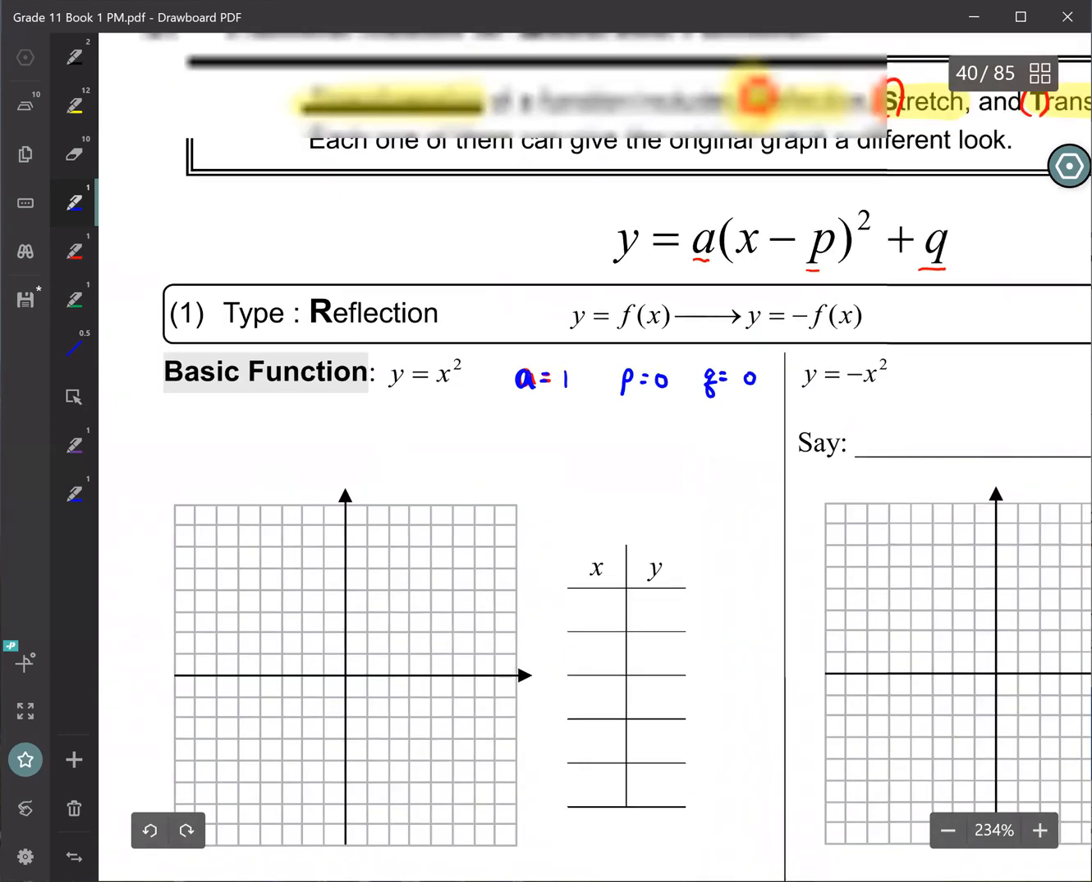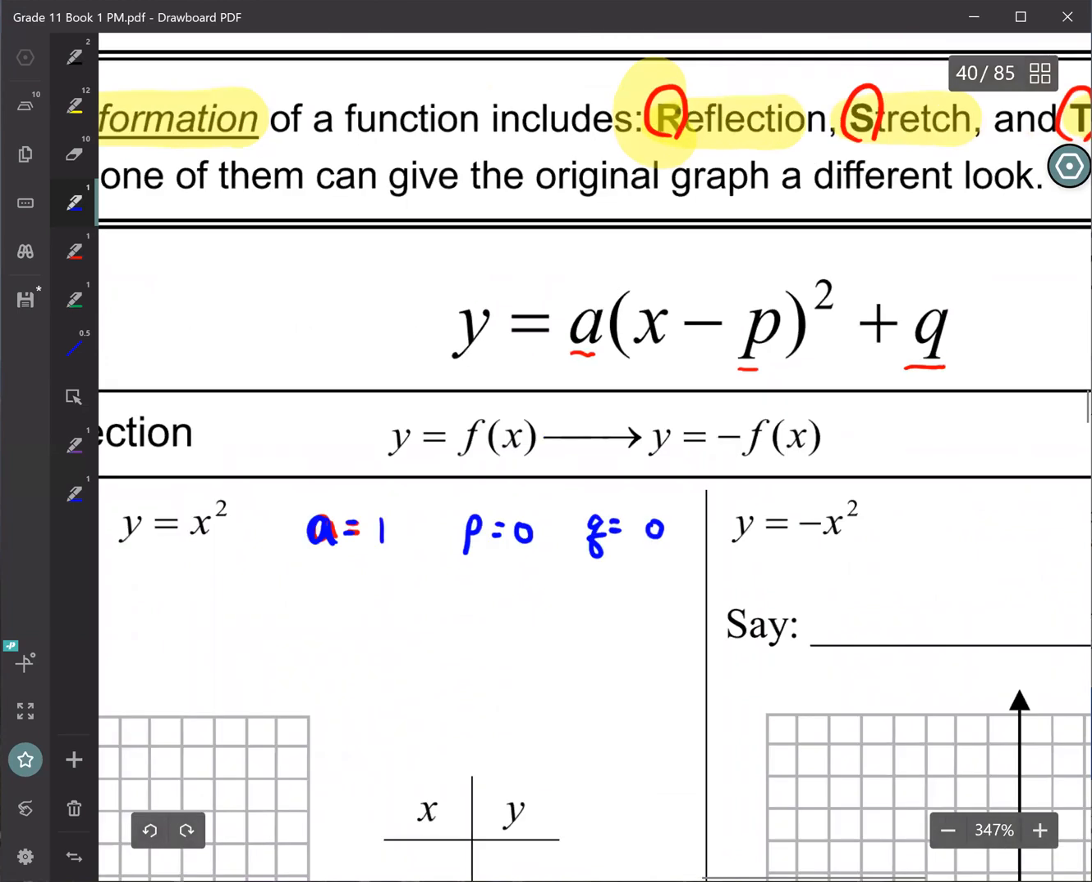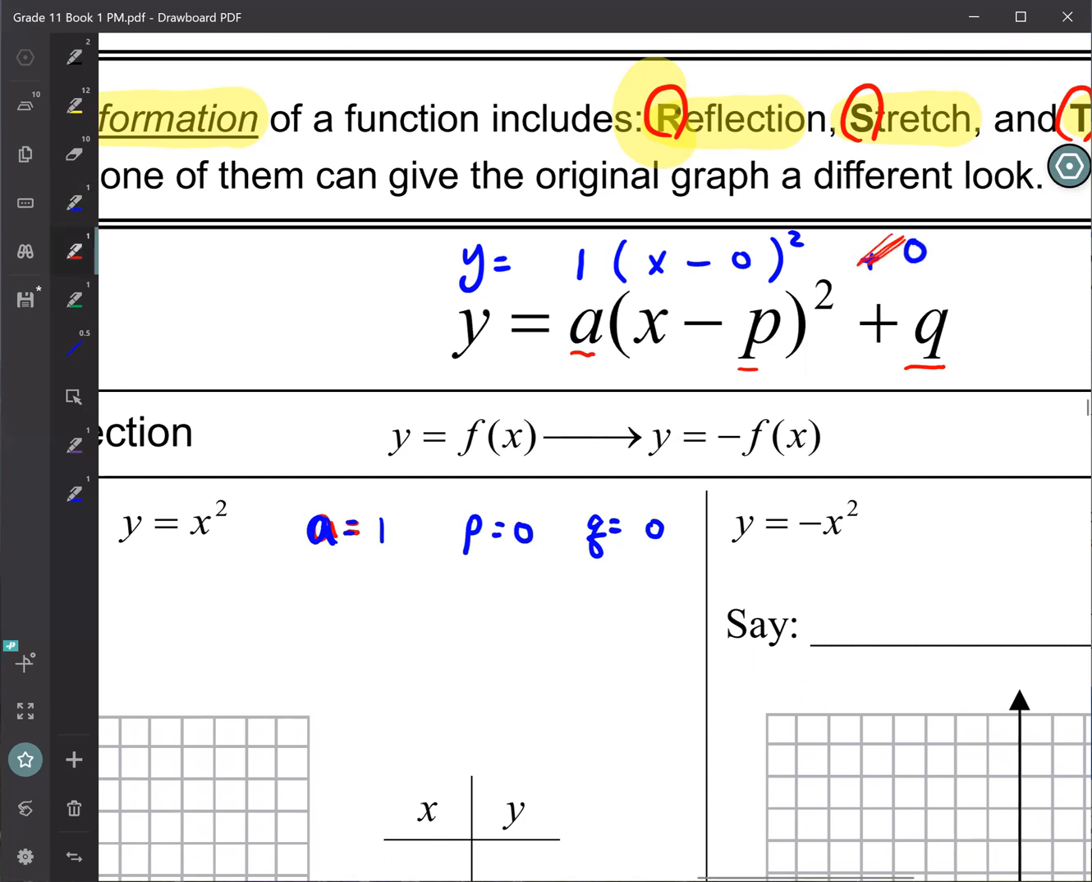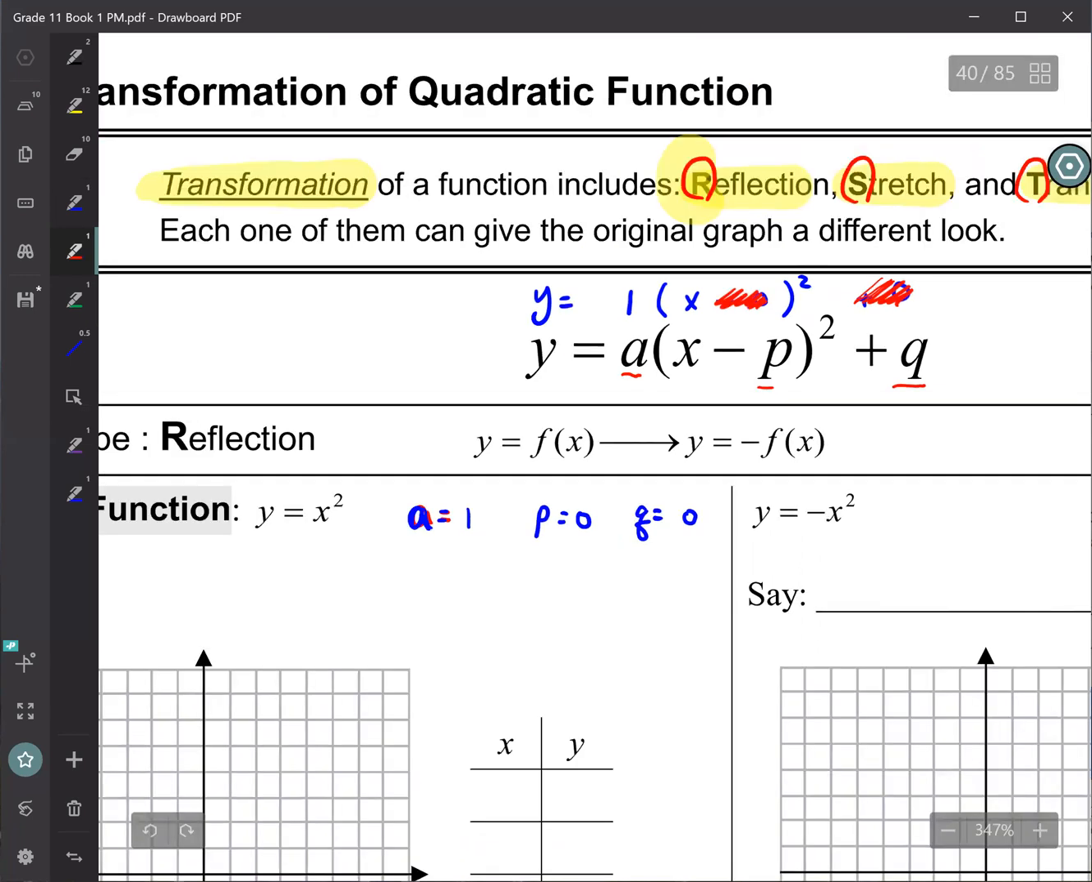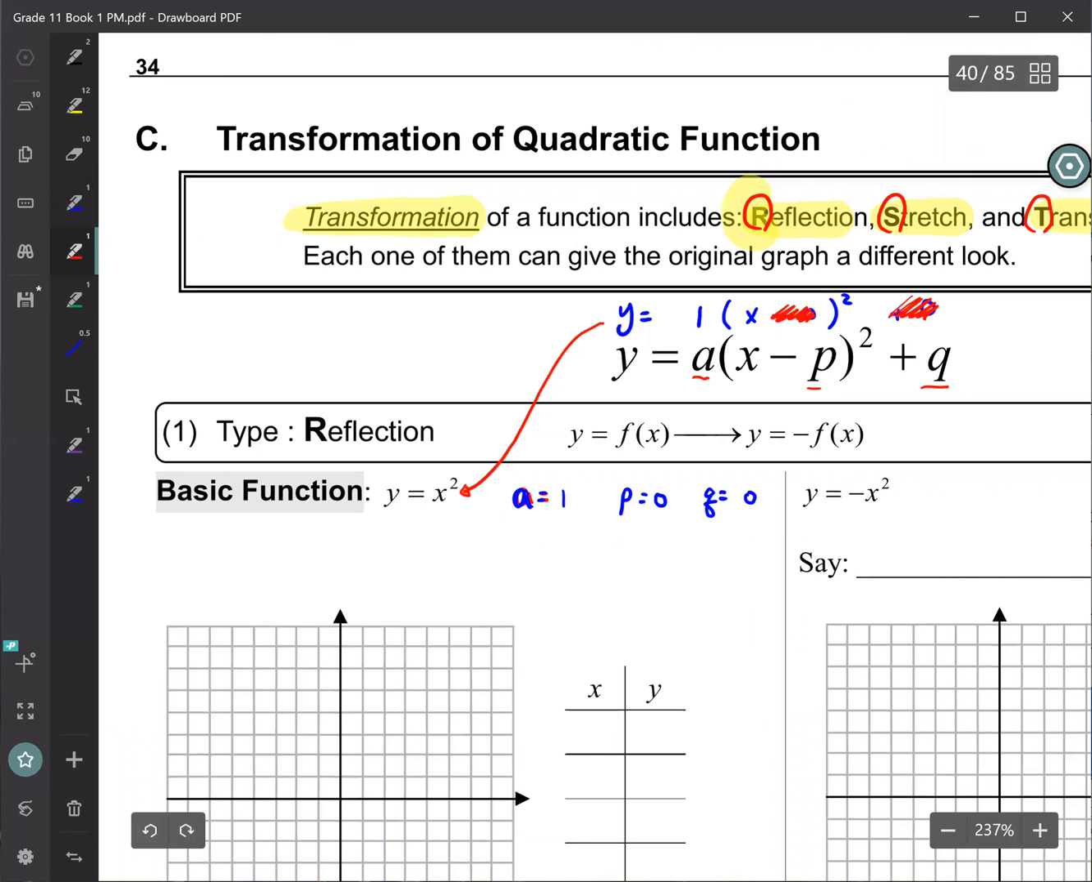Take a look. If I put A as 1, look at the top: I have A as 1, P is 0, and Q is also 0. Because it's 0, I can ignore the minus 0, and if you simplify it, it just becomes x squared. Make sense? So even though it doesn't look like standard form, it is. It's just because P and Q are 0. So now we know the values of APQ.